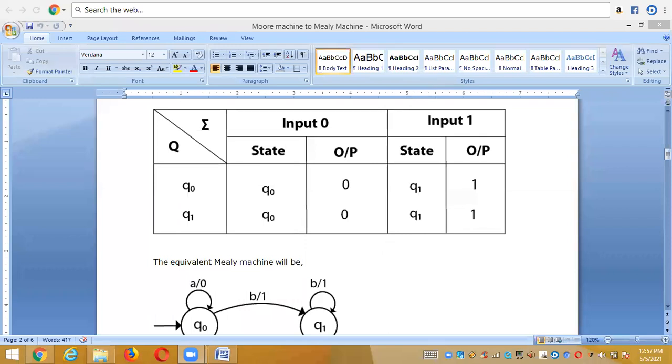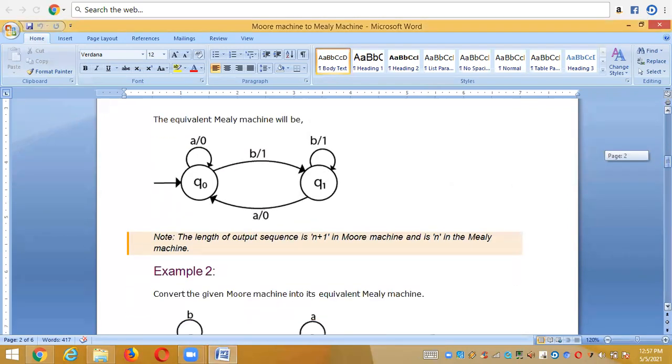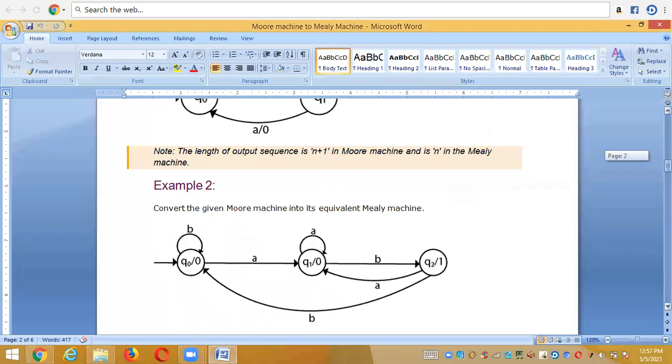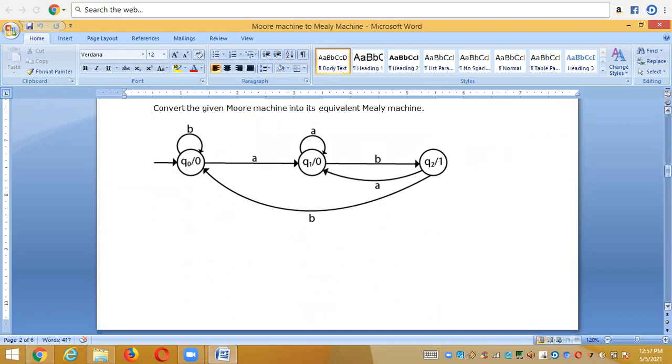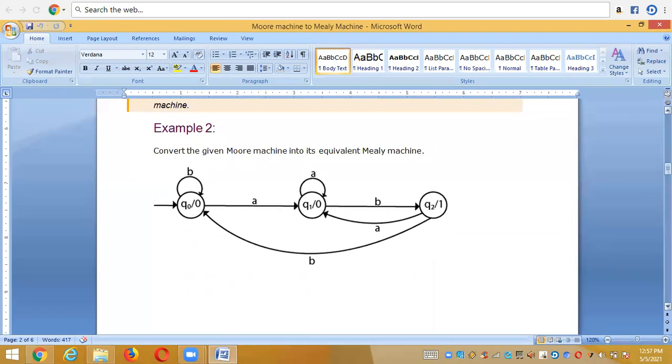Okay, then see the next problem. It is example number 2. And here the question is to convert the given Moore machine into its equivalent Mealy machine. Same as before, just by seeing the machine itself, we need to recognize whether the machine is a Moore or a Mealy machine.